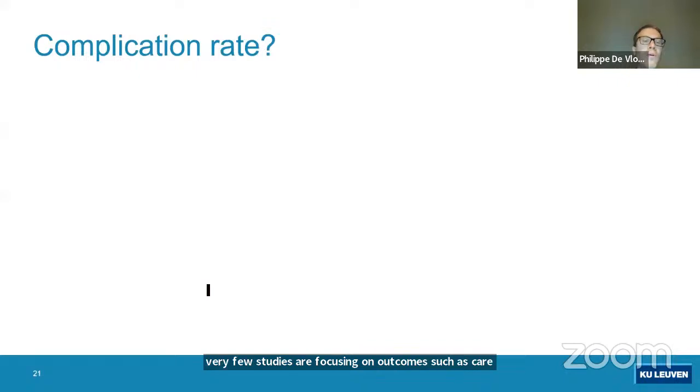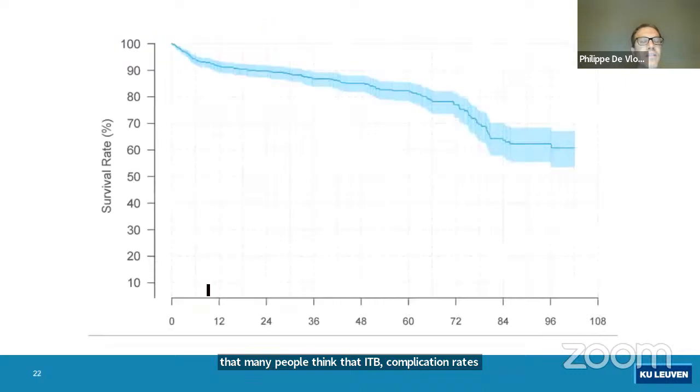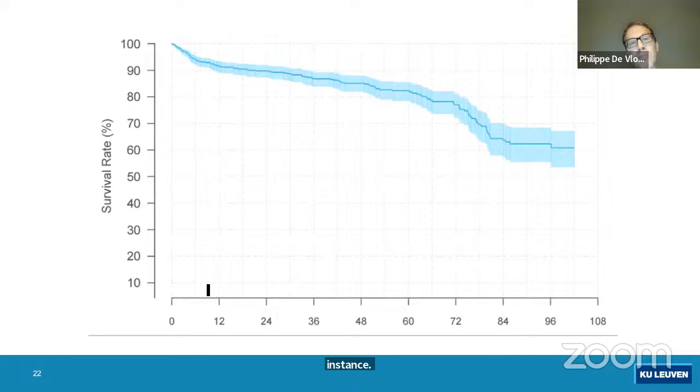So to say a few words about complication rates, I'm sure that many people think that ITB complication rates have gone down with the new Ascenda catheter, for instance. But if you look into the real world data, this is from the product surveillance registry of Medtronic. This is with the latest version of the Ascenda catheter. You can see that in the x-axis, the time in months, and in the y-axis, the survival rate of the catheter, and that the survival rate of the catheter has dropped to about 80% after 5 years.